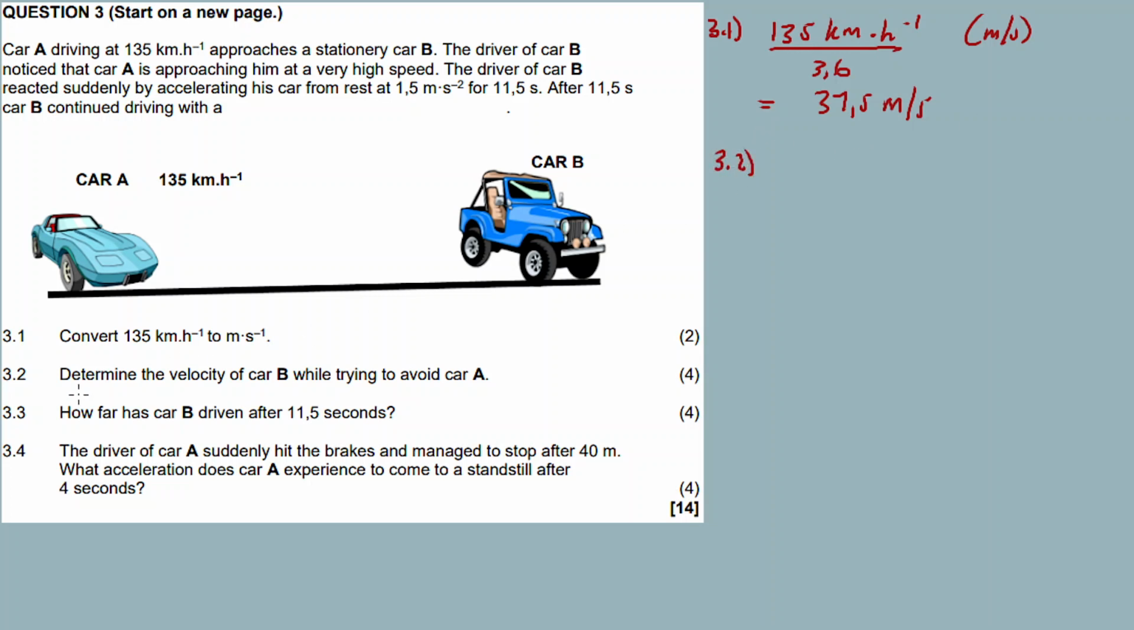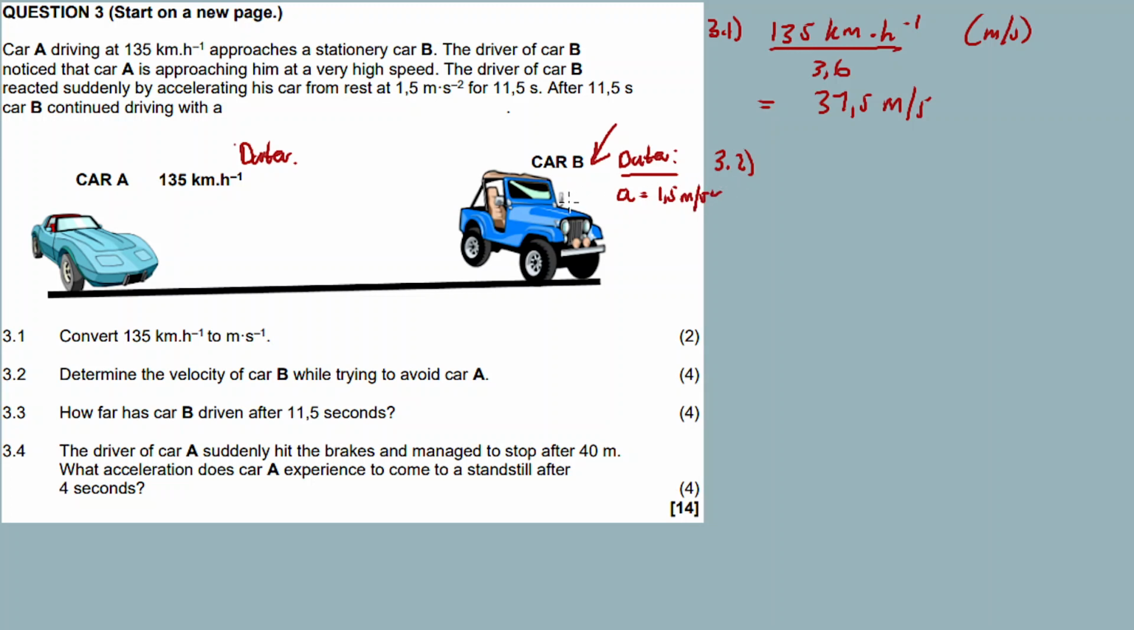3.2. Determine the velocity of car B while trying to avoid car A, right? So they are asking us about car B. There's data about car B. There's also data about car A. Okay, car B. The acceleration is equal to 1.5 meters per second squared.